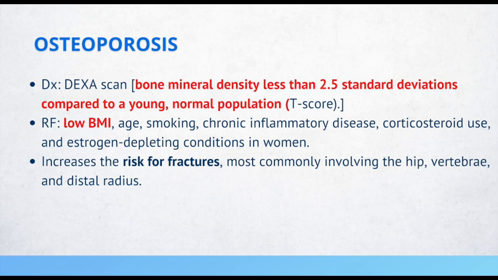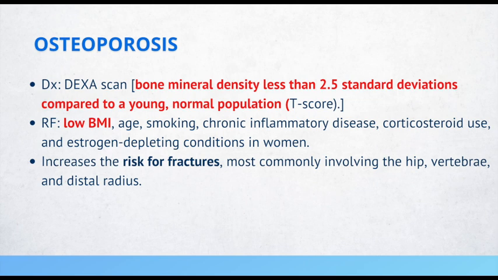So if you see a clinical scenario and you know for sure that this patient has osteoporosis, and they ask you what is the greatest risk factor for developing this condition, most likely the answer will be a low BMI. Osteoporosis increases the risk for fractures, most commonly involving the hip, vertebrae, and distal radius.